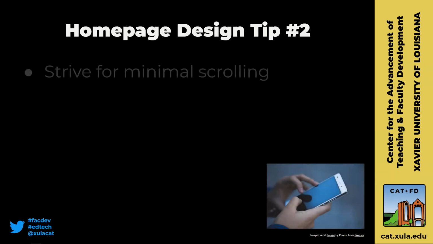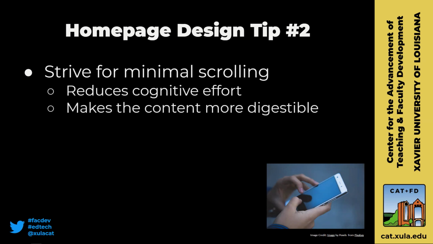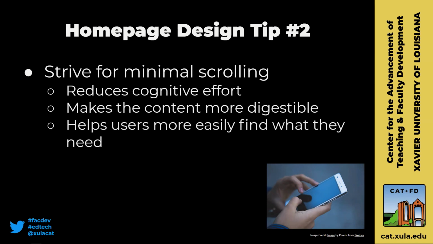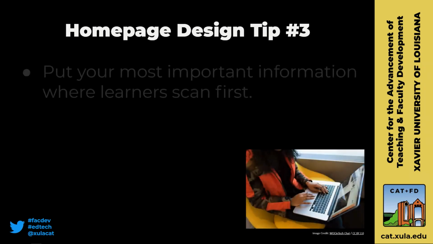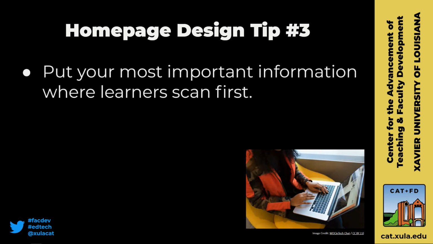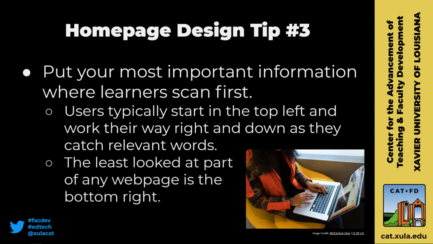Tip number 2, you want to strive for minimal scrolling. This is going to make it easier for students who might be trying to use the course on a mobile device so that they can find things more easily. Tip number 3, put your most important information where your learners are going to scan for it first. They typically start at the top left and work their way to the right and down. The least looked at part of a page is going to be the bottom right.